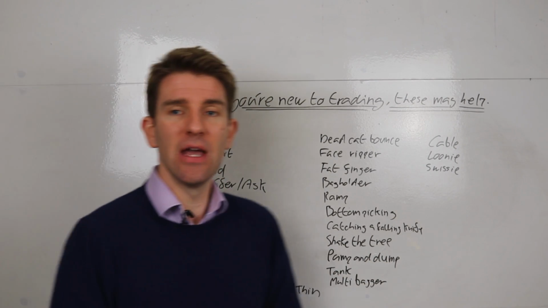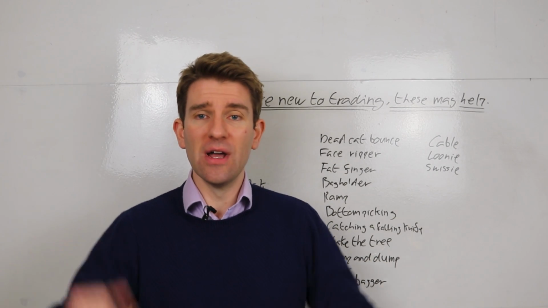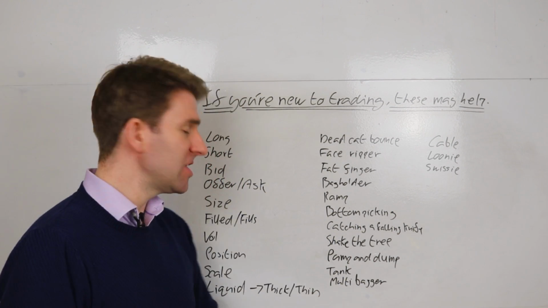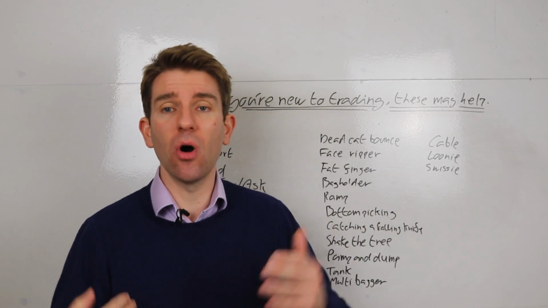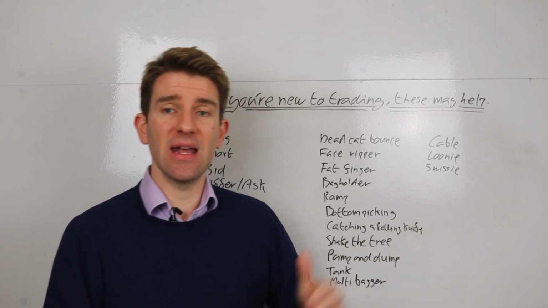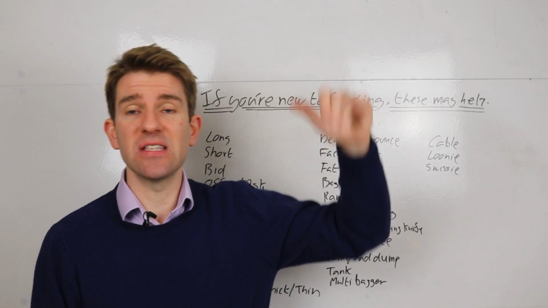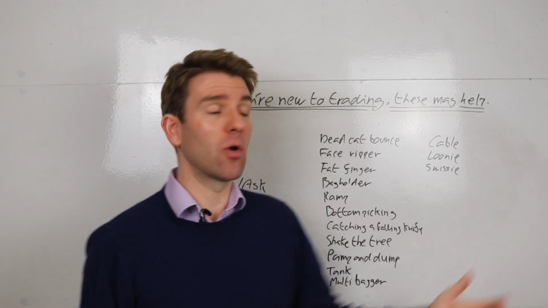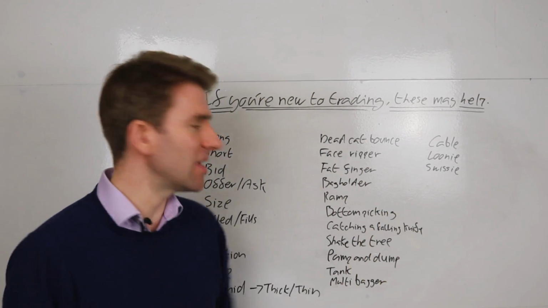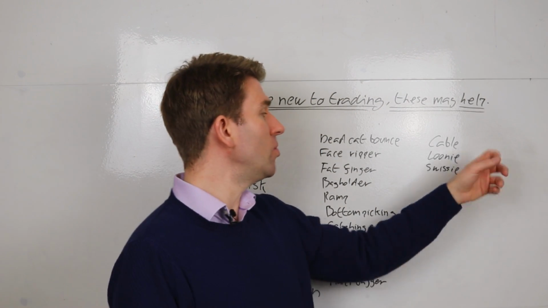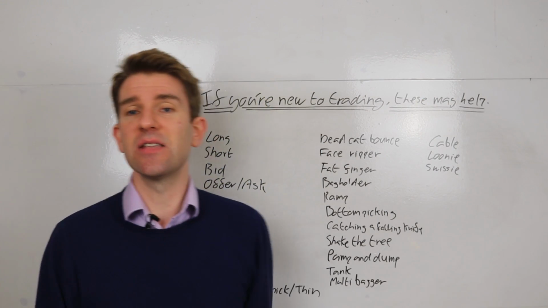Tank would be if the market is just falling through the floor, falling aggressively; the market's tanking. Multi-bagger would be multiple percentages of your profits. So you bought something at 10, and a multi-bagger would be you looking to exit at 30, 40, 50, 60, 100, 120. Quite often people say ten-bagger as well, so something at ten times what they paid. Cable is GBP USD on the Forex side of things. Loonie is the Canadian dollar, and Swissy is the Swiss franc.